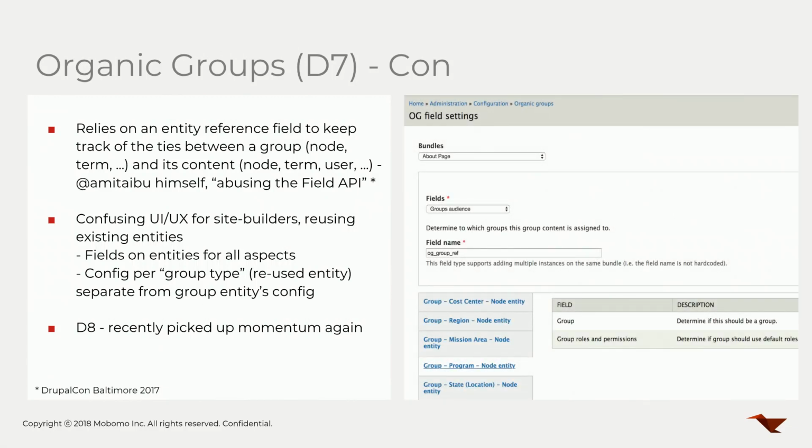This is just a screenshot of the field UI, which drives me crazy. That's specific to the organic group stuff. So you can give it a new field. It actually uses a field for roles and permissions. It uses a field for whether it's a group or not. And it uses a field for OG vocabularies, if you use the OG taxonomy module, etc. This screen can get really unwieldy if you have lots and lots of different node types that are groups.